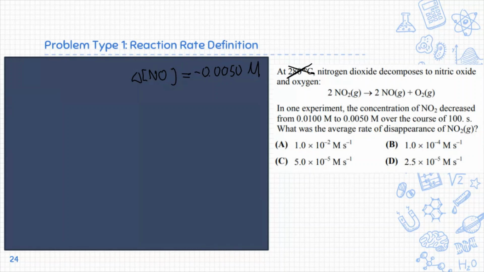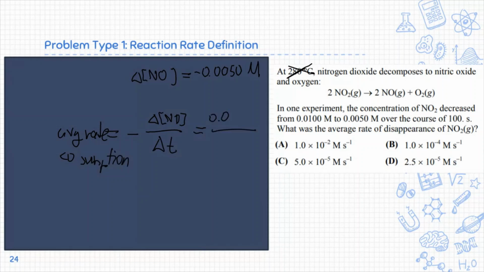It doesn't mean that you convert literally everything into positive. That would be just wrong. But so we know that this would be the average rate of consumption. So if we plug these values in, it would be 0.050 moles and then 100 seconds. So what's the answer?